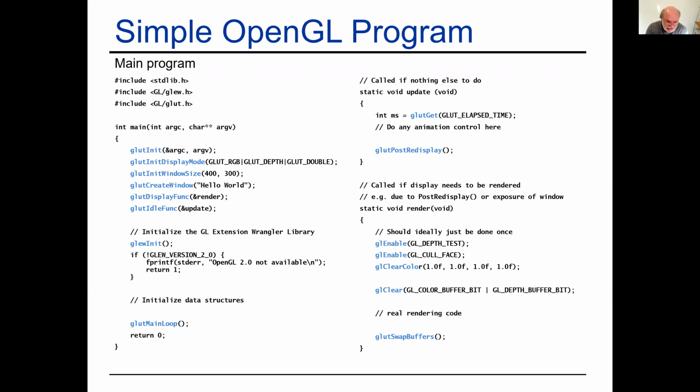So in particular, we will use the GLUT library, the GL Utility Toolkit, for doing this. This is not the most modern way of doing this, but it's quite easy and convenient. So here's our main program. We include a couple of headers. This is our main program. We get the arguments from the command line.